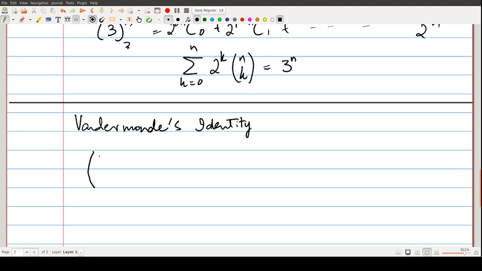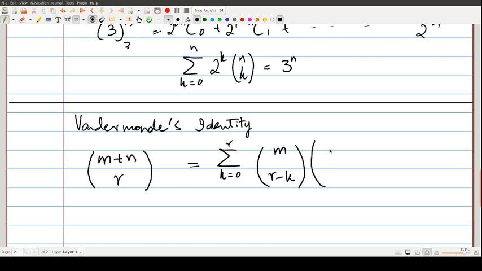If you want to choose m plus n choose r, that is, if you want to select r elements from a set of m plus n elements, then that's simply equal to the summation, k goes from 0 to r, of m choose r minus k, and n choose k, right?